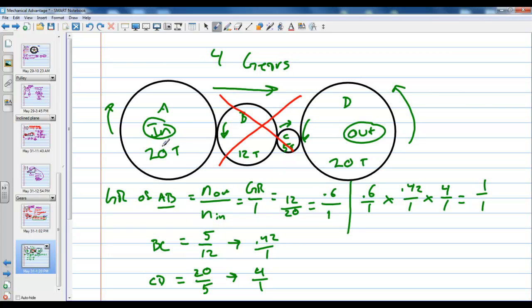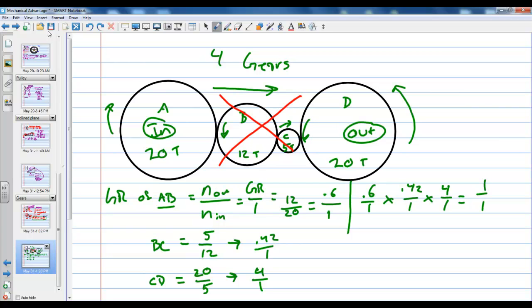And you can see that my input is 20, my output is 20, so 20 over 20 is the same as 1 over 1, so my gear ratio is 1. If I turn this thing one time, it's going to turn one time over here. If I had a different gear ratio, it'd be a little different, but because it's a simple gear train, everything's all lined up, I can just cross these out. Okay. Now that's a nice simple gear train.